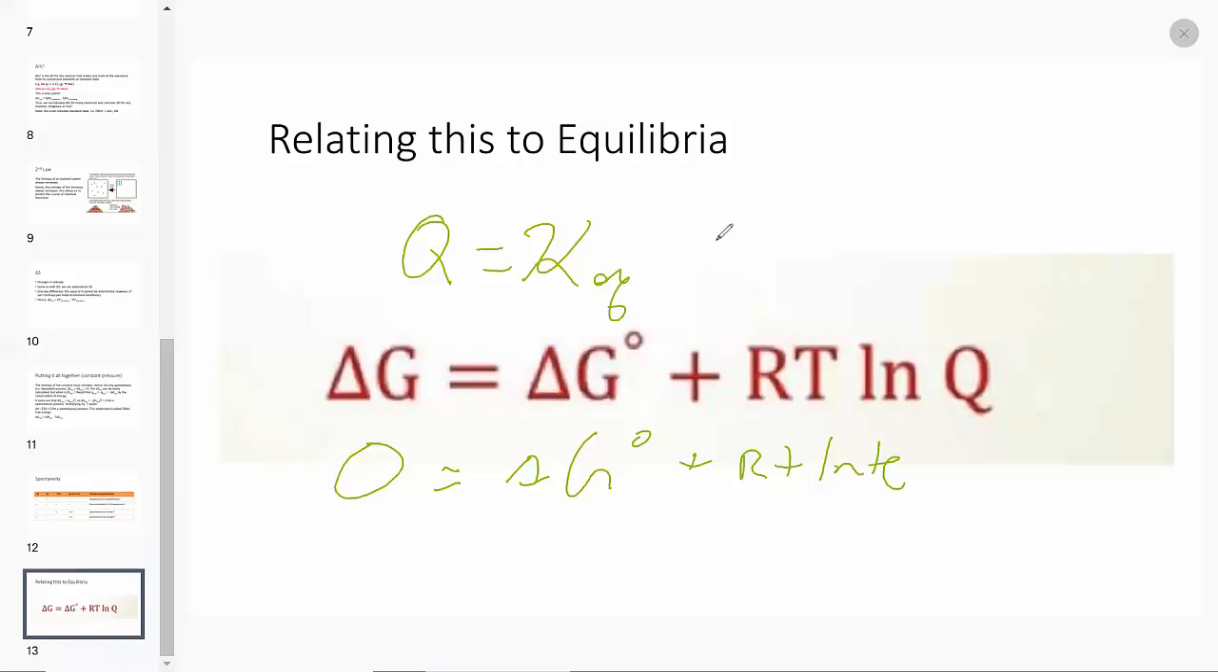So I want you to remember this. Delta G naught equals negative RT ln K. Ln is the natural logarithm, of course.